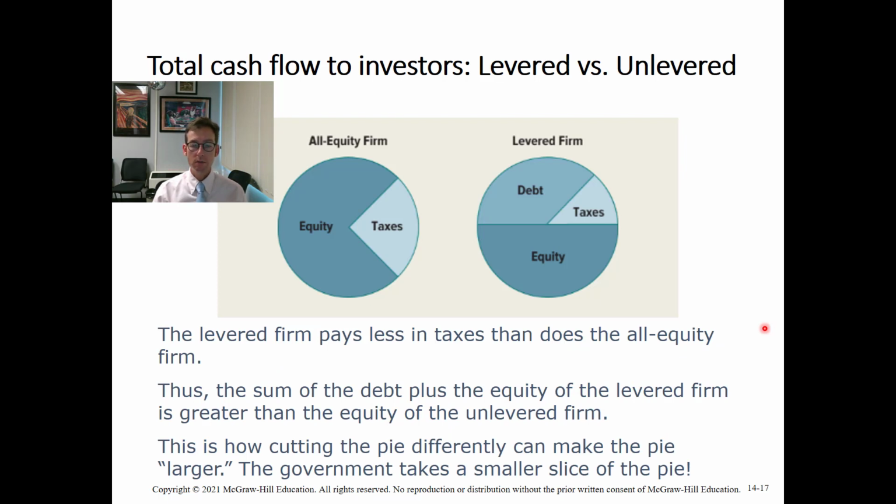Well, keep in mind that the firm is producing a certain amount of cash flow. And for the all-equity firm, those cash flows are flowing only to the shareholders and the government. In the levered firm, they are flowing to the shareholders, the debt holders, and the government. However, the government is taking a smaller piece now. And so the cash flows to the debt and equity holders added together in the levered firm are greater than the cash flows to the equity holders in the all-equity firm, because the pie is the same size, but the government is just taking a smaller slice.